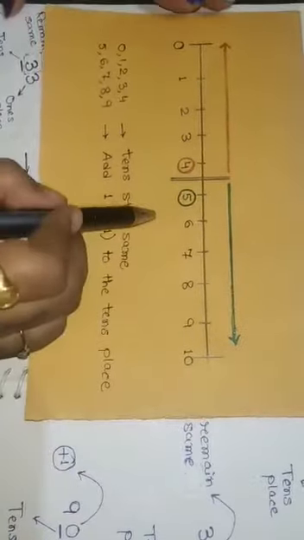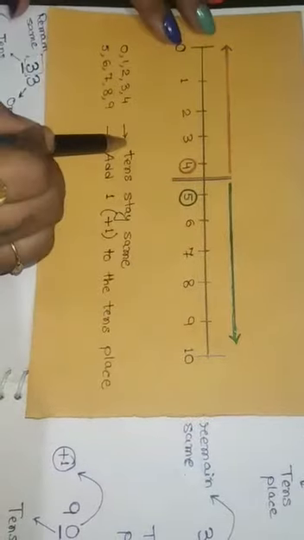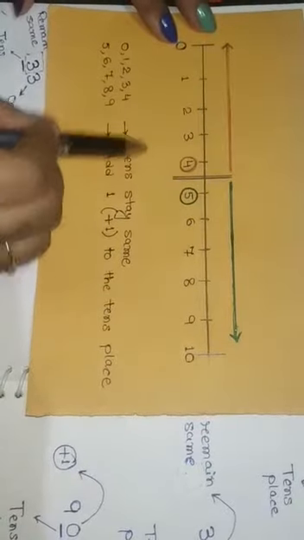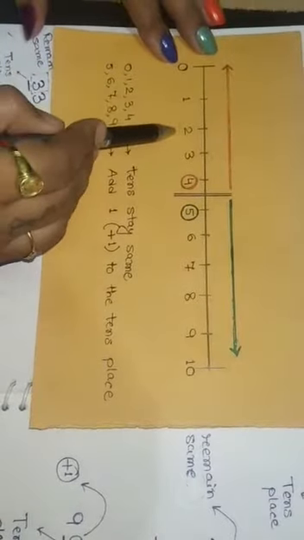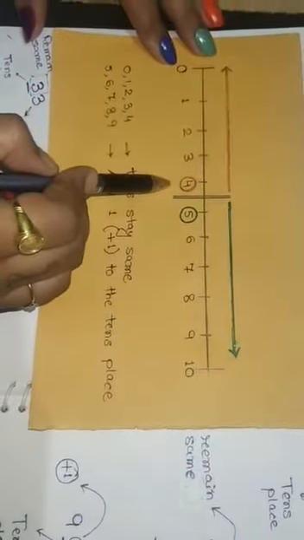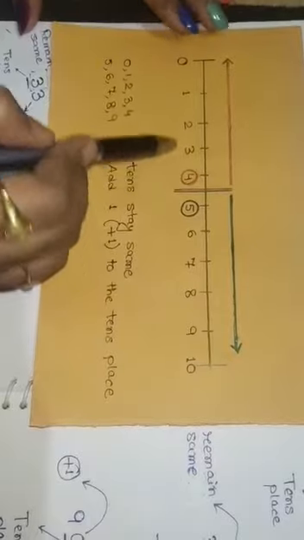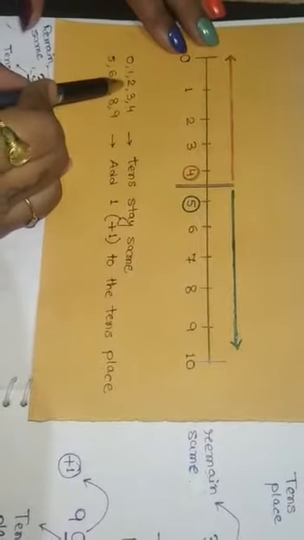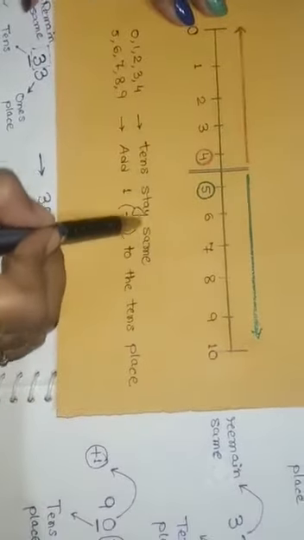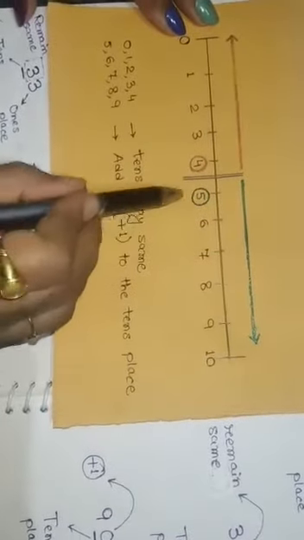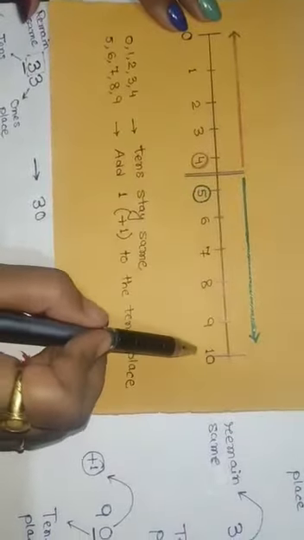So, again I am repeating, when you have a ones place number as 0 or 1 or 2 or 3 or 4, the tens place number will remain the same, stay same. Now come to the next part.